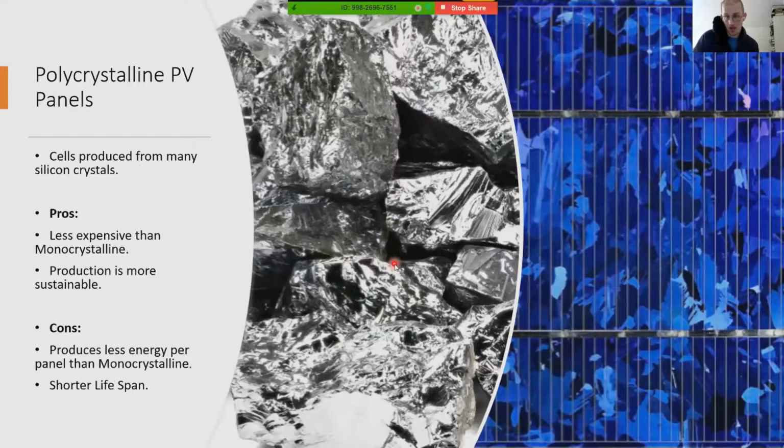Another common type of panel is the polycrystalline. Unlike monocrystalline, which is made from a single crystal, polycrystalline is multiple crystals. They basically take a whole bunch of pieces of silicon and heat them up and turn them into a cell, but all the little individual crystals maintain their structure as opposed to becoming a uniform structure. And you can kind of see that here on the right.